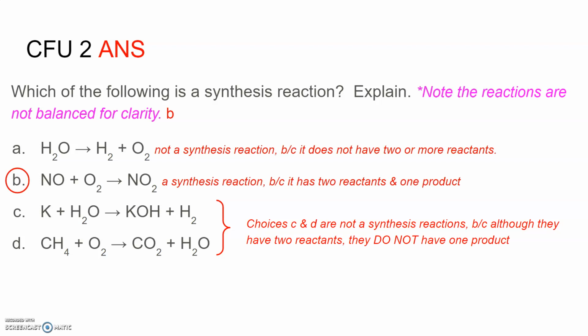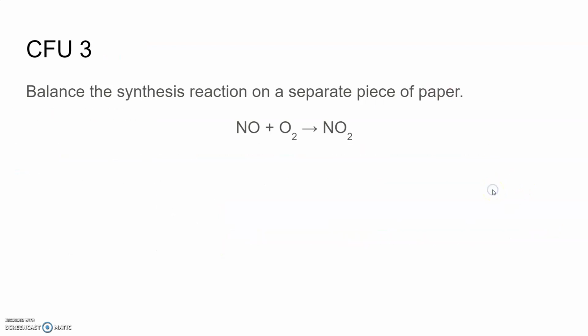And choice C and D, they have two types of products. So for a synthesis reaction, you only need one. You can only have one type of product.